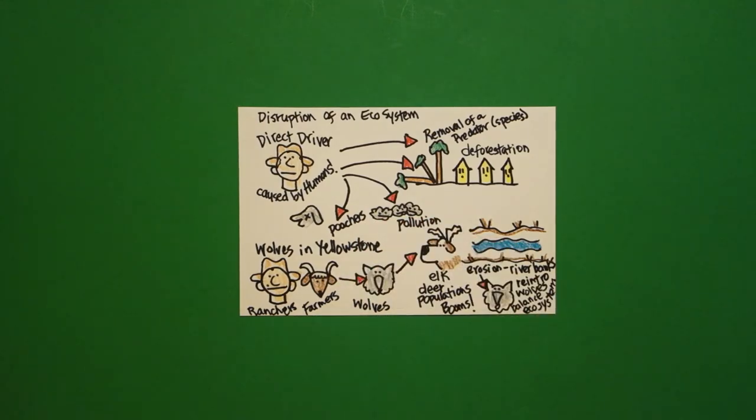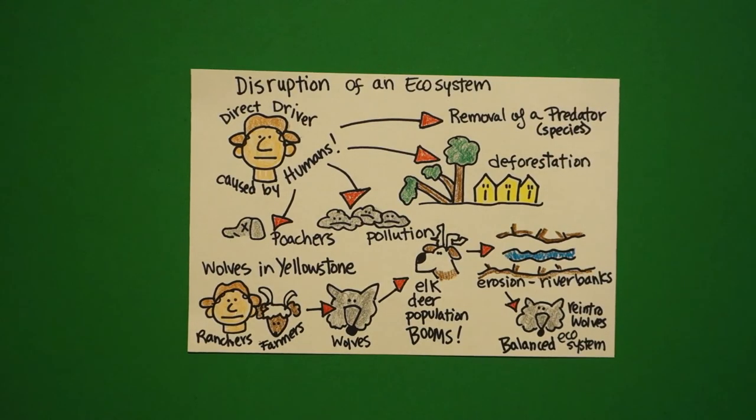I think that's all. You don't have to do too much color, because the important part is the actual physical drawings. Okay, let's see what this looks like all colored in. Here is my finished pictograph on the destruction of an ecosystem. It would be interesting to find other examples. I used the wolves in Yellowstone, but if you Google it, you will see many, many examples of how humans get in the way of an ecosystem.